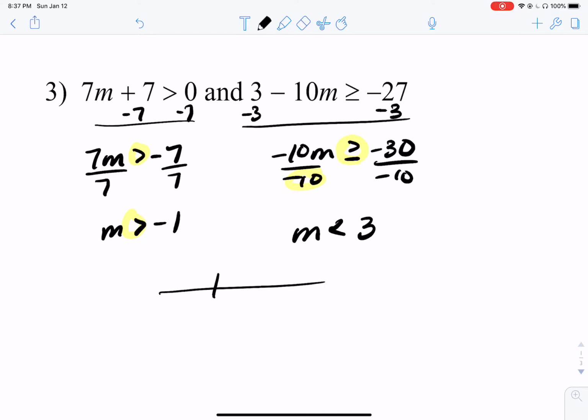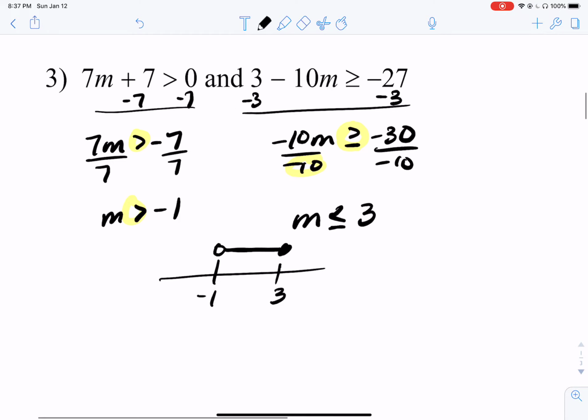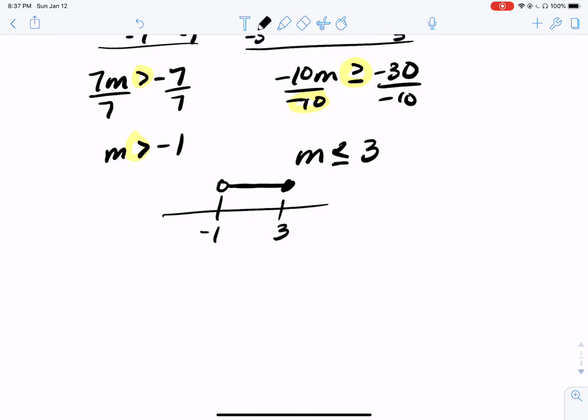So on our number line, we have a segment from negative 1 to positive 3, with an open circle on the negative 1 and a closed circle on the 3, and they're going to go towards each other. They're going to connect. So our interval will look like this: a parenthesis on the negative 1 and a bracket on the 3.